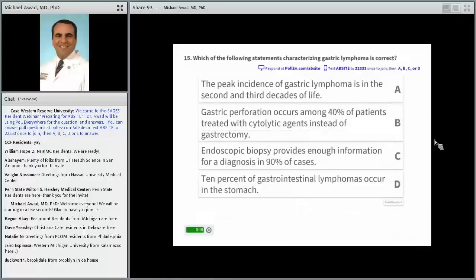Which of the following statements characterizing gastric lymphoma is correct? Peak incidence of gastric lymphoma is in the second and third decades of life. Gastric perforation occurs among 40% of patients treated with cytologic agents instead of gastrectomy. Endoscopic biopsy provides enough information for a diagnosis in the majority of cases, and 10% of gastrointestinal lymphomas occur in the stomach.